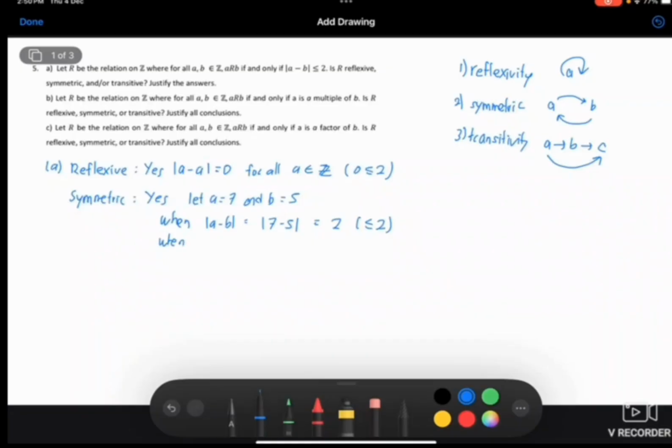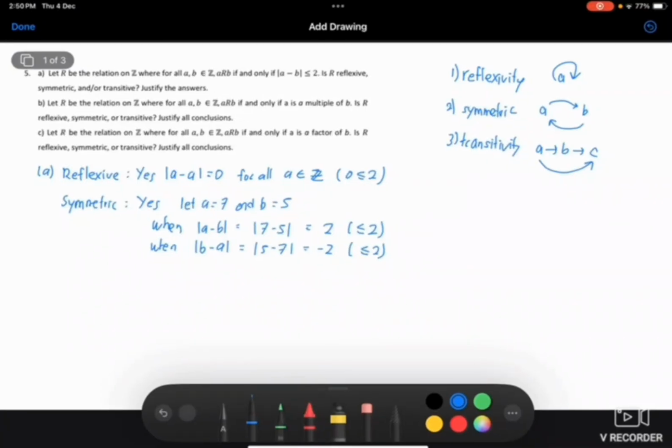And when we do it vice versa, B minus A is equal to 5 minus 7, which is negative 2, a value which is less than or equal to 2. So we can say that this relation is symmetric, because if A minus B is less than or equal to 2, then we will also get that B minus A is less than or equal to 2 for all A, B which are elements of the set of integers.